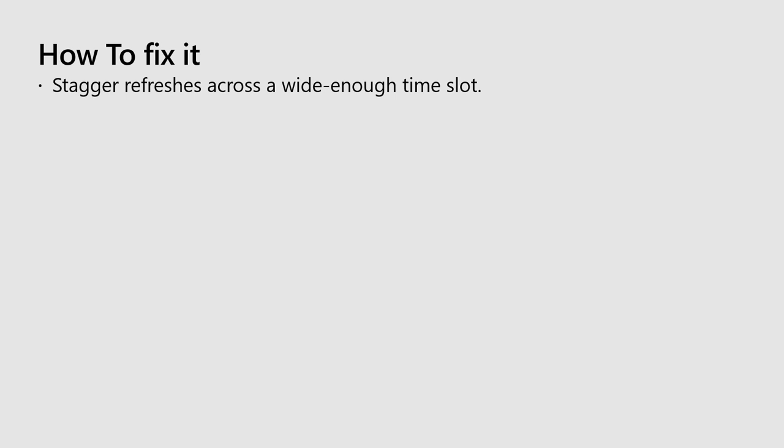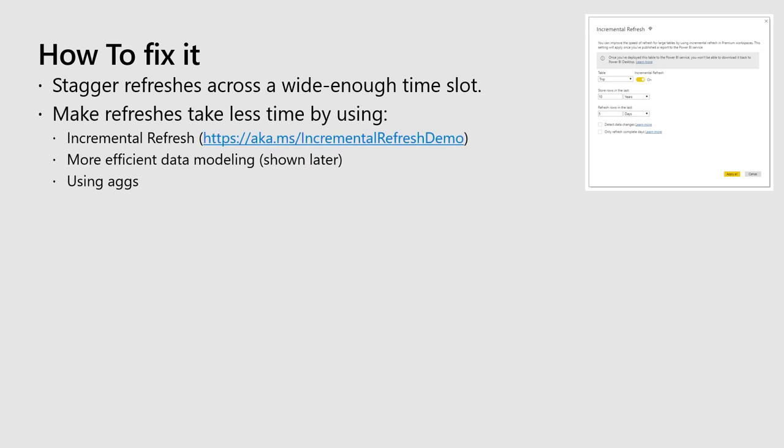And when you do it evenly enough, then the periodic spikes would not happen because the schedule won't trigger all at the same time. The second approach is make refreshes take less time. Now, there's a number of tools that will allow you to make refreshes take less time. The first one is incremental refresh. Incremental refresh refreshes using only the new data that is not in the model yet. It takes a lot less memory, and it's faster to complete because of that.